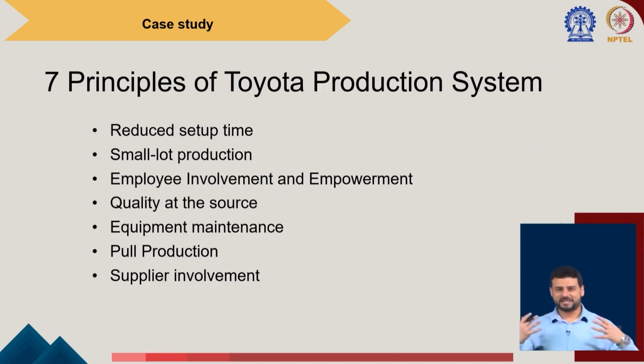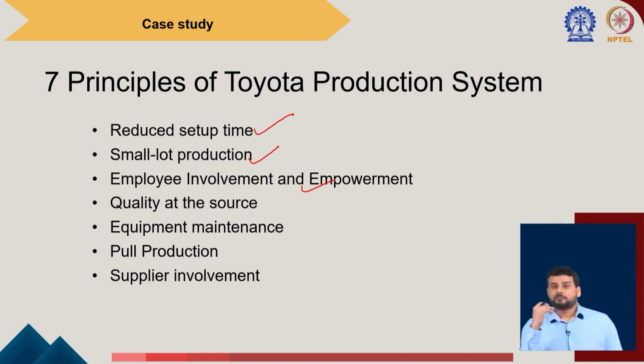And they always pose their organization as a very poor organization that cannot afford to produce something like waste. How? Seven principles of the Toyota production system. Setup time should be minimum. Small lot production, right? If something goes wrong with the lot, only that lot is spoiled. If the lot size is big, the whole lot will be spoiled. That is the concept. Employee involvement, empowerment.